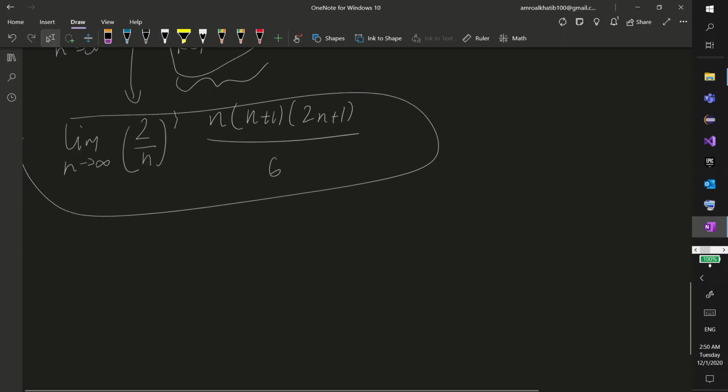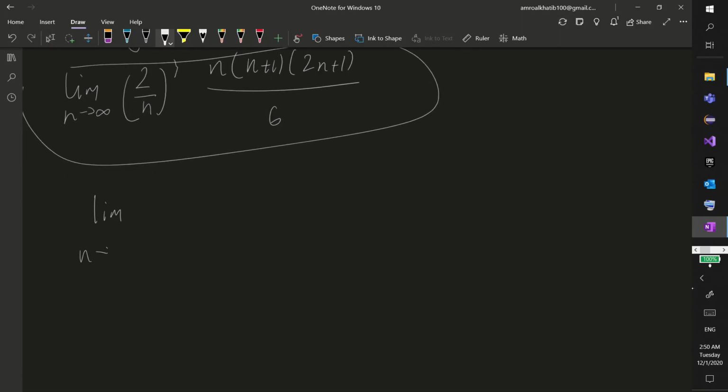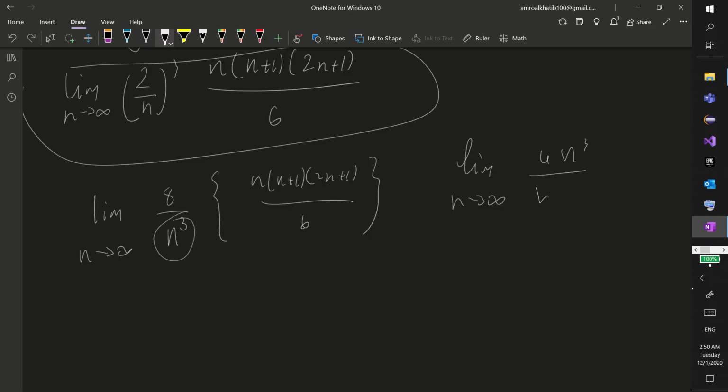Now here's the thing, we can solve this. So the limit as n goes to infinity, 2 cubed is 8 over n cubed, well that's n cubed, and then you have n into n plus 1 into 2n plus 1 over 6. Now, if you've noticed, you have n cubed over here, and here you're going to have n cubed somehow, somewhere. And what do we know about limit as n goes to infinity of a n cubed over b n cubed, let's say? The answer is going to be a over b, right? So the coefficient here is 1, and the coefficient here we need to find it.